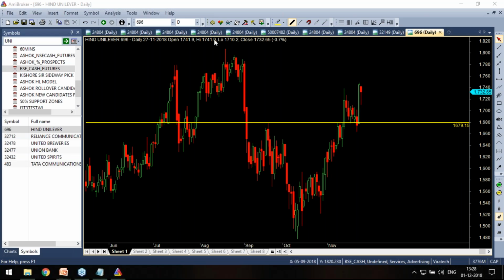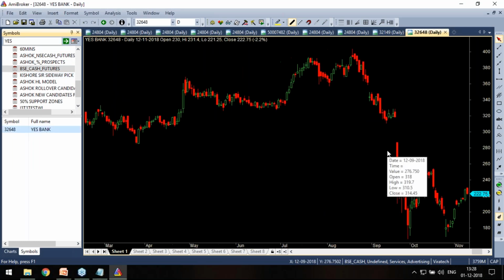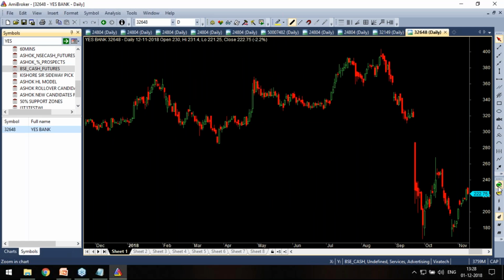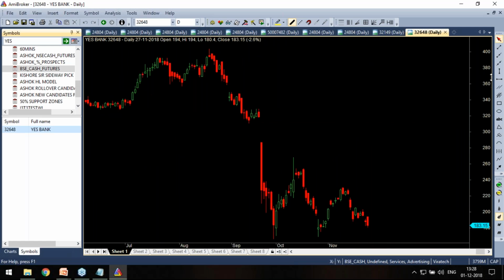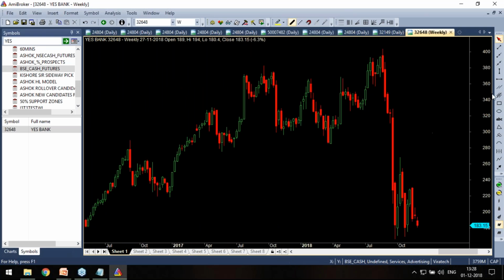Yes Bank. What is wrong with Yes Bank here? This is pathetic. Hmm. I'm unable to do anything on the price action front. Monthly, weekly. So is there anything on this side? Anything to take care of the strength on the monthly?